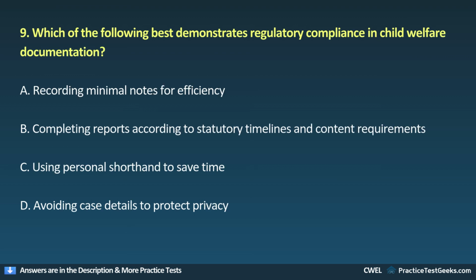9. Which of the following best demonstrates regulatory compliance in child welfare documentation? A. Recording minimal notes for efficiency. B. Completing reports according to statutory timelines and content requirements. C. Using personal shorthand to save time. D. Avoiding case details to protect privacy.